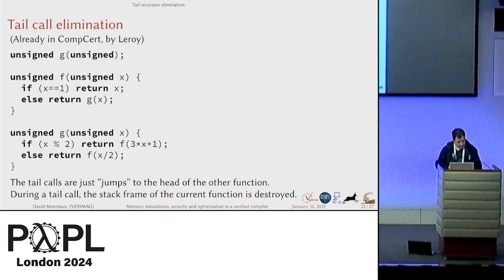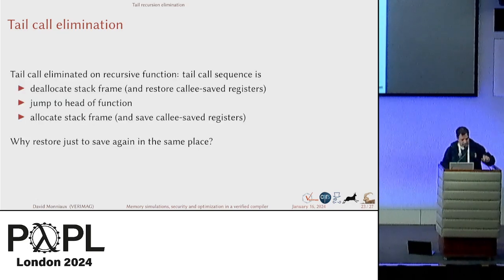So that's the interest of this optimization, and it already exists. Now, if you do that on a recursive function, the code does its recursive call by deallocating the current stack frame. So this means that you're restoring the registers that you saved. Then you jump to the head of yourself, and then you reallocate a new stack frame and you save the registers again, which seems completely silly.